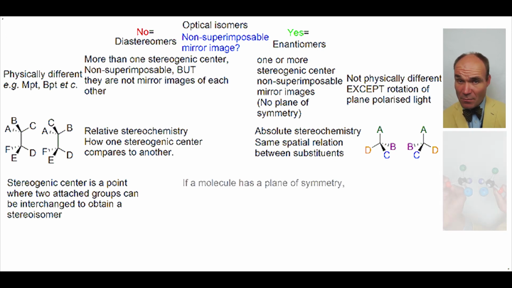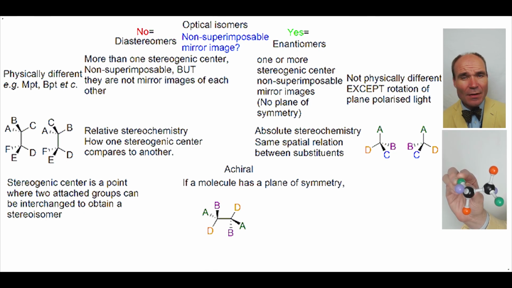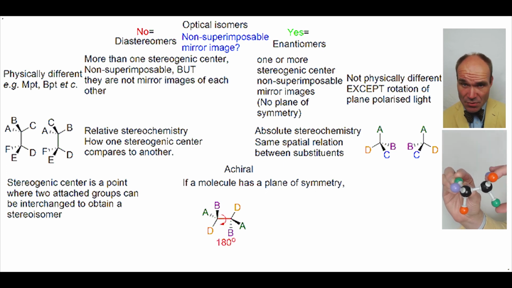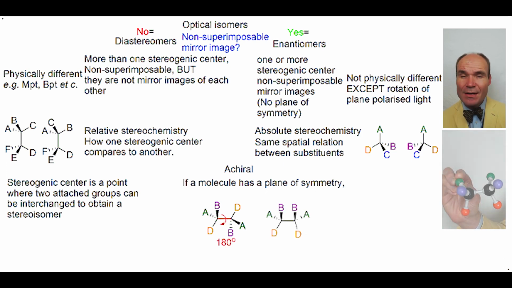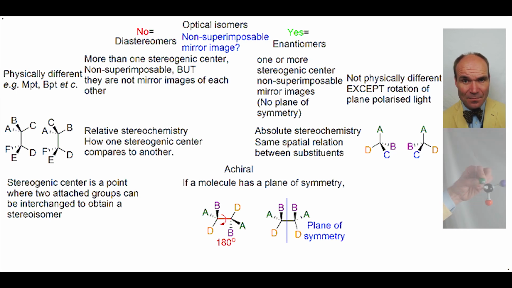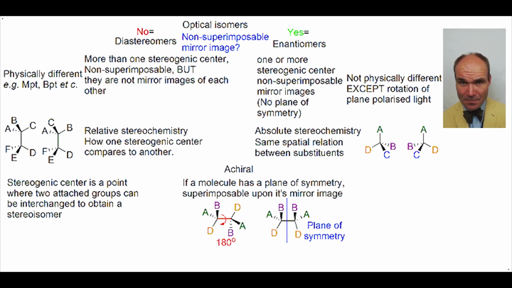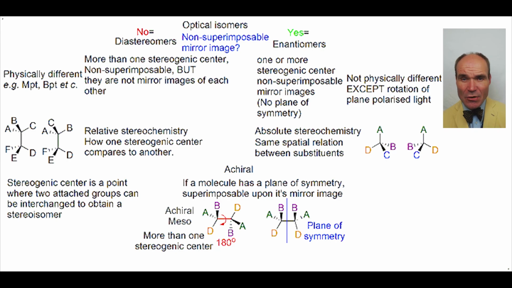But what would happen if a molecule has an internal plane of symmetry? This is achiral, and the mirror images are superimposable as a result. With this example, the plane of symmetry is not immediately obvious, but if we rotate the central bond by 180 degrees, the plane of symmetry becomes clear. Thus, the mirror image of this generic molecule is identical. This single molecule with more than one stereogenic center is described as meso achiral.